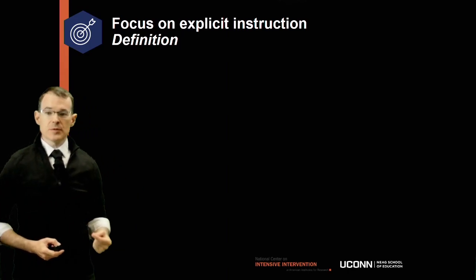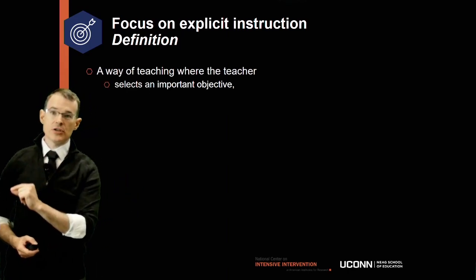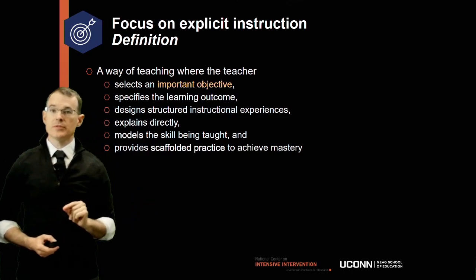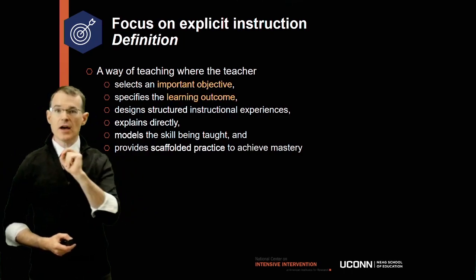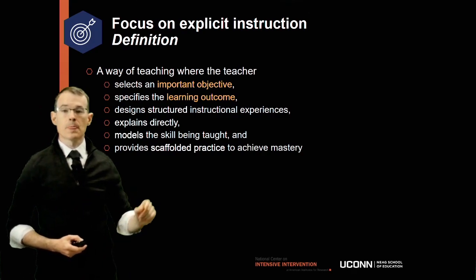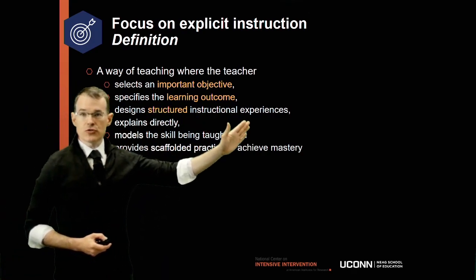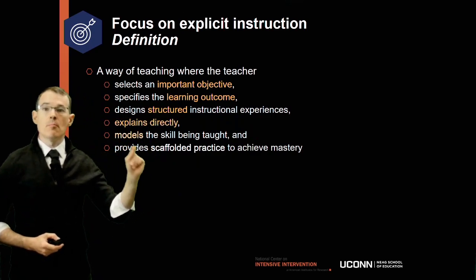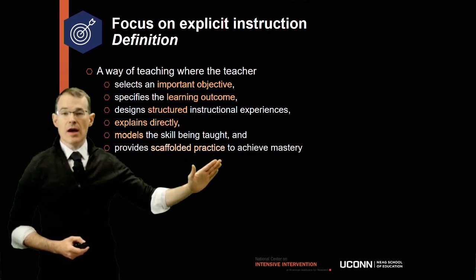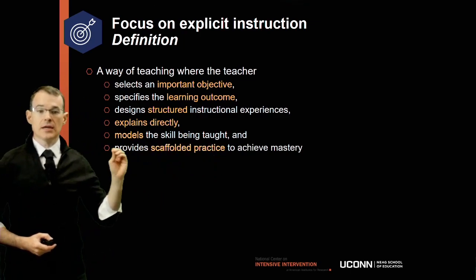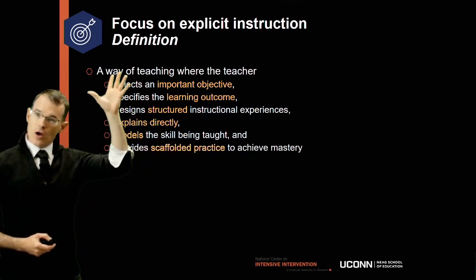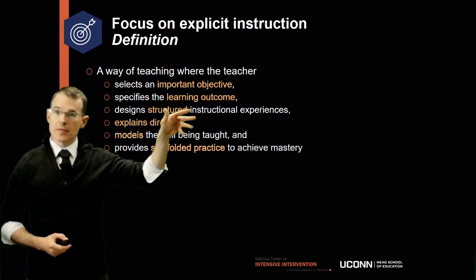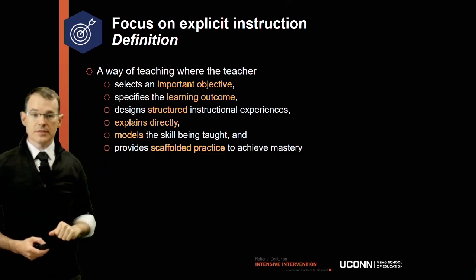The definition of explicit instruction is a way of teaching where the teacher first selects an important objective, then specifies exactly what the learning outcome is, designs very carefully structured instructional experiences for the students, in which the teacher explains directly, models for the students, and then provides scaffolded practice so they can achieve mastery. So that is exactly what we're going to talk through. This is about the objective, this is about the modeling, and finally this is about the practice.